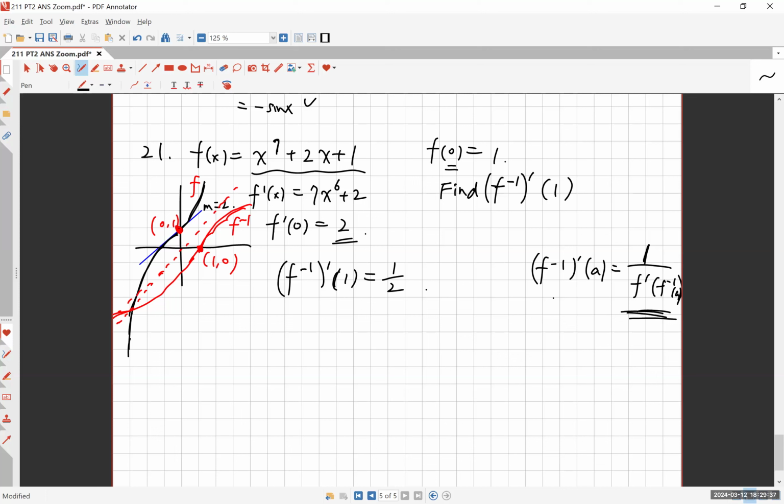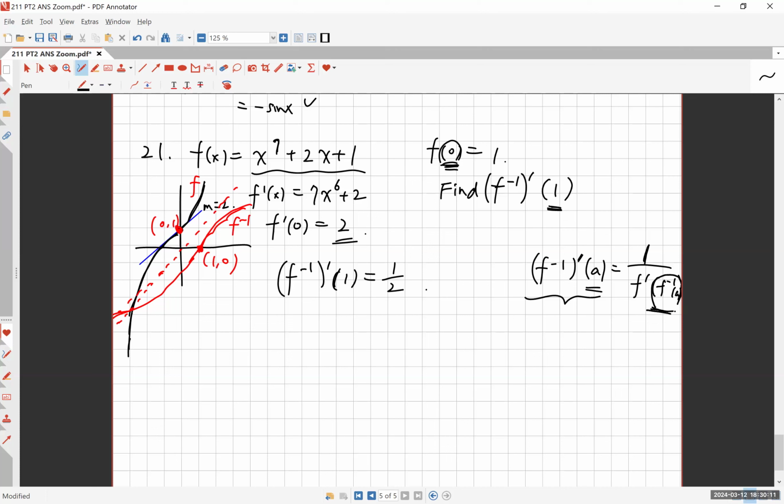If you have to find the derivative of the inverse of f at some point, like in this case, a, and a stands for 1, find its inverse image. What is the inverse image of 1? You know, f of what is equal to 1? And we know the answer, f of 0, right? So 0 is the inverse image of 1. That's what this whole thing is.